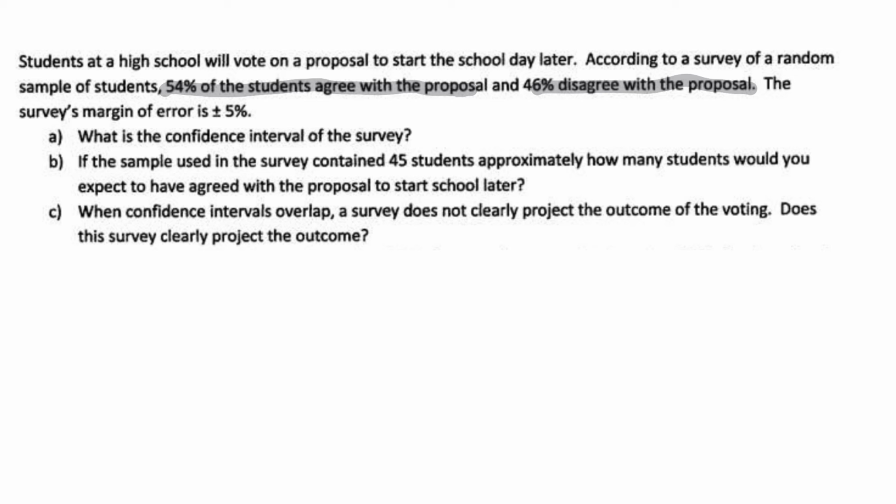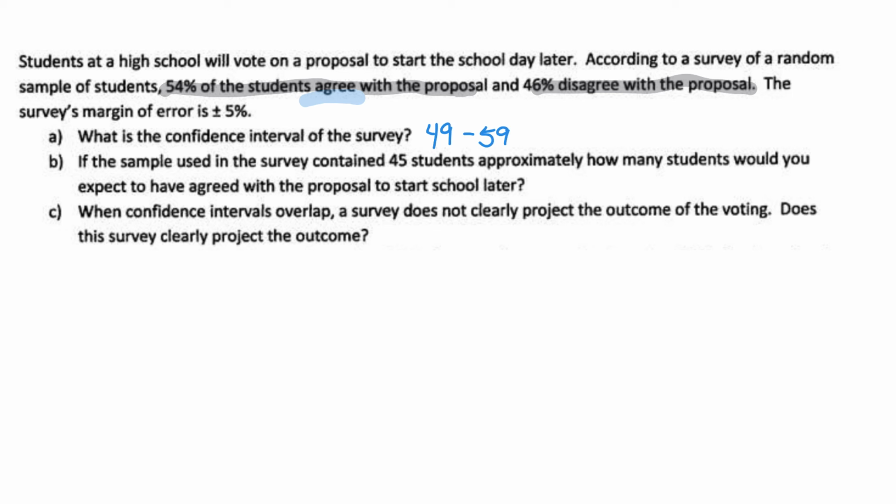Well, it's plus or minus 5. So if we're talking about the confidence interval of the survey in agreement, our agreement would be plus 5 and minus 5. Minus 5 would take us down to 49%. Plus 5 would take us up to 59%. So that would be our confidence interval.